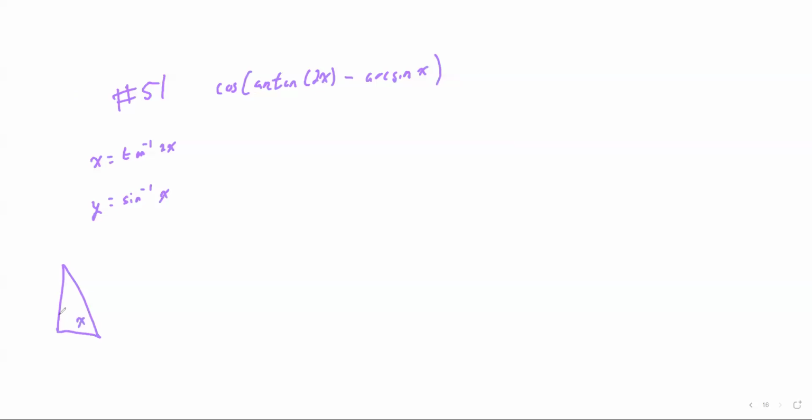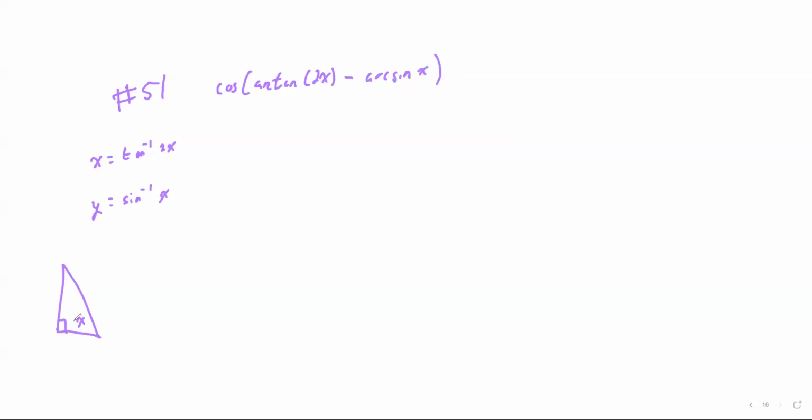Let's look at number 51. All right, number 51 says cosine of arc tan of 2x minus arc sine x. There we go. So that means that x would be the tan inverse of 2x, and y would be sine inverse of x. So we'll build our triangle for our x here.